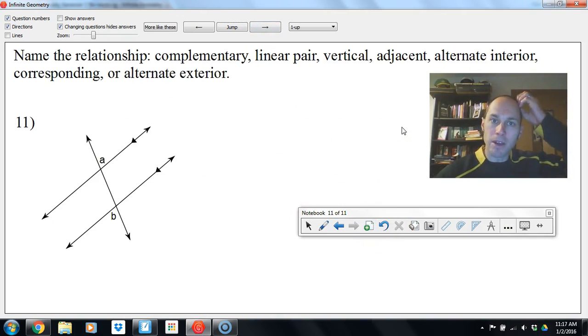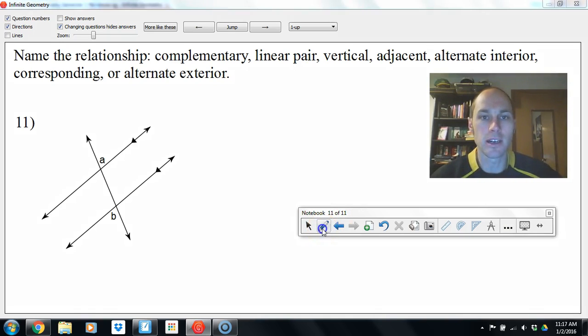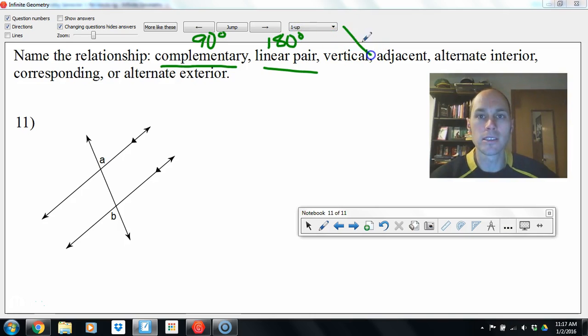Name the relationship. Complementary, linear pair, vertical, adjacent, alternate interior, corresponding and alternate exterior. Remember, complementary means that they add up to 90 degrees. Linear pair, they're just adjacent and they add up to 180 degrees. Vertical angles, they share the same vertex and they're made up of opposite rays, so like angle 1 and 2 here. Adjacent, they share a ray and a vertex. They're right next to each other.